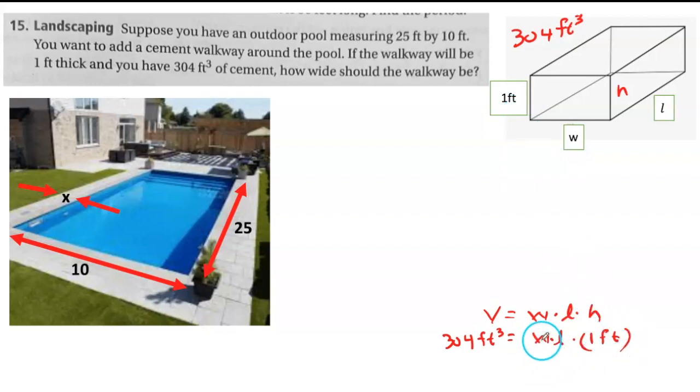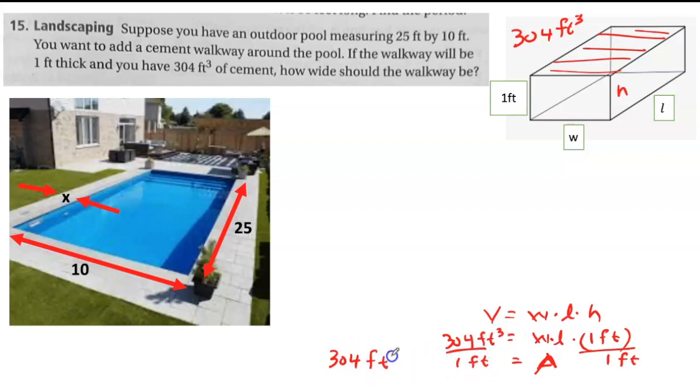Okay? Now, I know that width times length is area. So basically, if I multiply width times length, it's going to give me the area on the top. So I'm going to replace by area. Okay? And if I want to leave the area by itself, I got to divide by 1 foot on both sides. So let me divide by 1 foot here and by 1 foot here. And 304 cubic feet divided by 1 foot is going to give me 304. But instead of cubic feet, it's going to be cubic feet divided by 1, it's going to be square feet. And this is my area. So now this is the area of the cement that I have.